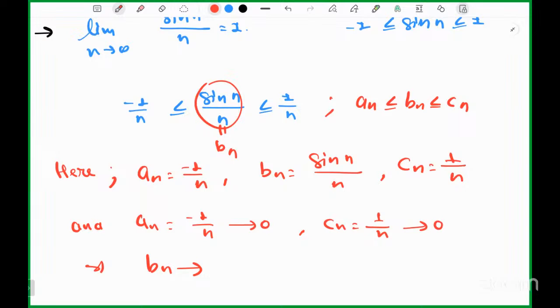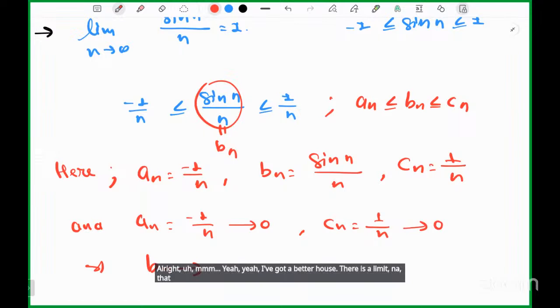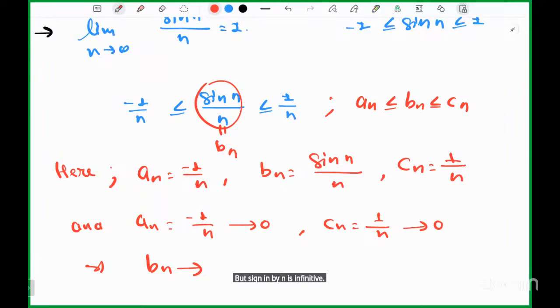Because you are tending n to infinity, right? Yes, correct. There is a limit that sin x by x equals 1, but that is when x tends to 0. Here, sin n by n with n tending to infinity is a different case. In this case, bn also goes to 0.